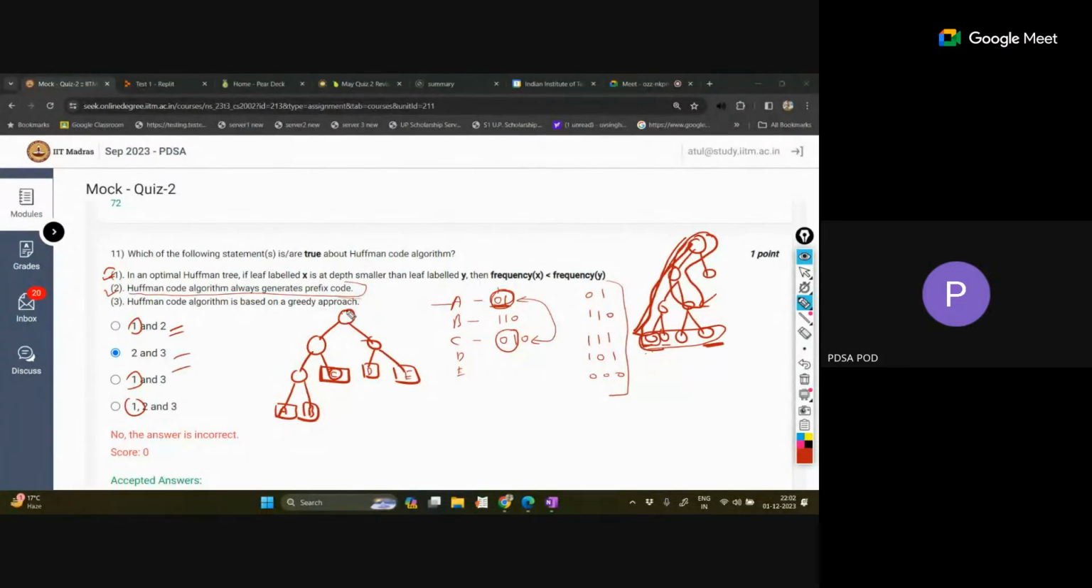When we calculate the codes for these, we always mark the left edge as 0, all left edges are 0, and all right edges are 1. We always read the code from root to leaf node. So to calculate the code of A, from the root it should be 0, 0, 0. Similarly for B, we get 0, 0, 1. For C, we get 0, 1. For D, we get 1, 0. And for E, we get 1, 1.